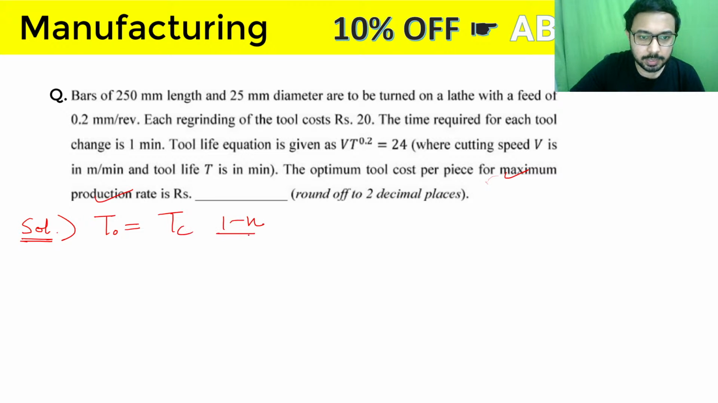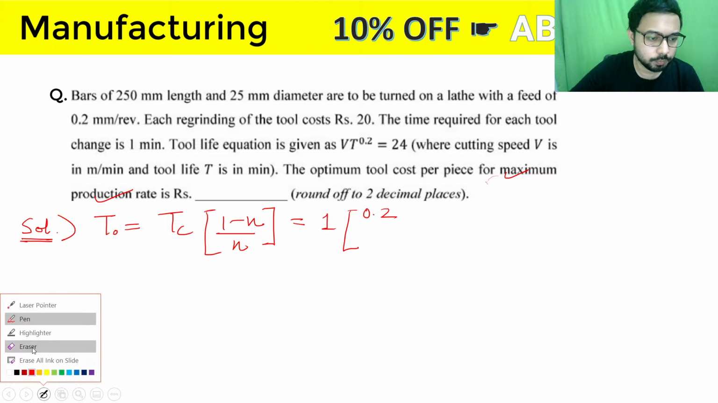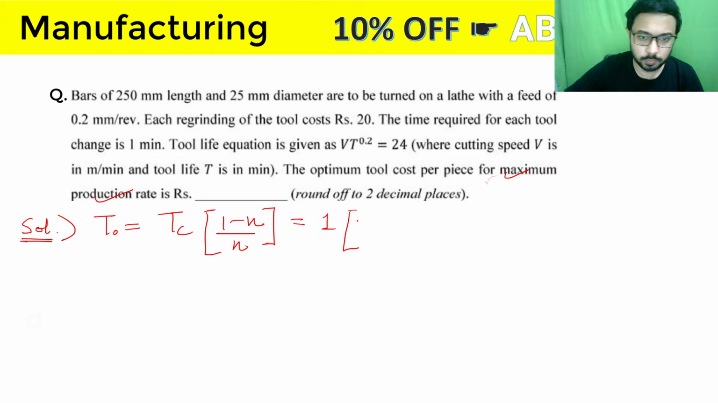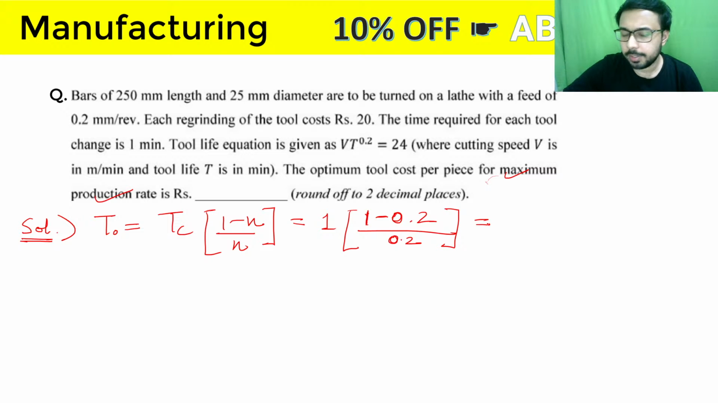TC (1 minus N) divided by N, where TC is tool change time, which is given in the question as 1 minute, and N is the exponent in Taylor's tool life equation, so it will be (1 minus 0.2) divided by 0.2. So here it will be 0.8 divided by 0.2, so 4. So 4 minutes will be the optimum tool life for maximum production.